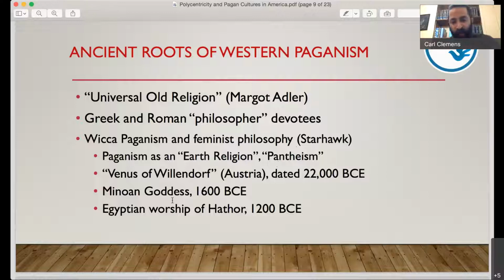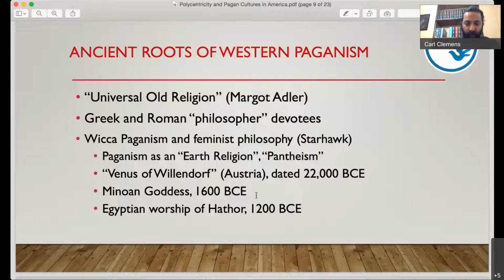How far back does it go? Well, it depends on how far back you want to go. There's the famous Venus of Willendorf, from a place in Austria where a goddess-like figure was found, and she's just called Venus. That's been dated to 22,000 before the Common Era, BCE. Minoan goddess, 1600 BCE. Egyptian worship of the goddess Hathor, 1200 BCE.